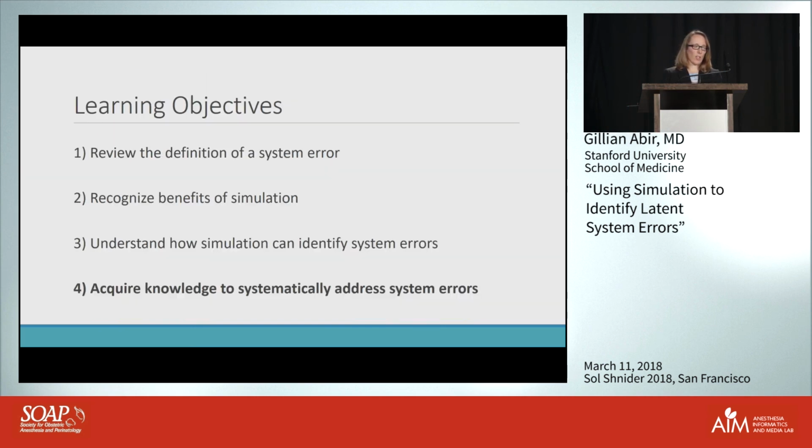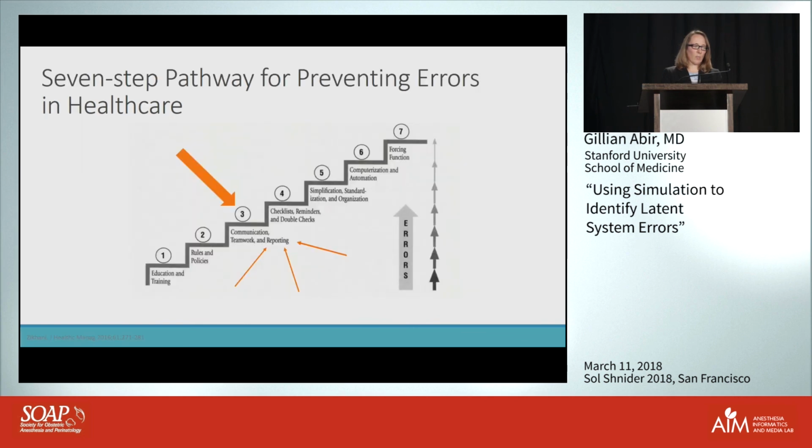So lastly, just to acquire knowledge to systematically address system errors. There's a 7-step pathway to prevent errors in healthcare. Now there's 7 steps, and they are on an upward trend, but each step is as significant as the next one. It's not a hierarchy. But just to highlight that communication, like I mentioned before, is fundamental, and it's a fundamental skill to have and to teach, and to educate others about the importance of clear and precise communication to prevent errors and potential patient deaths.